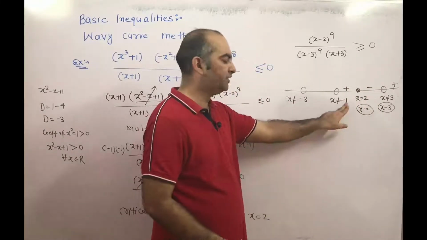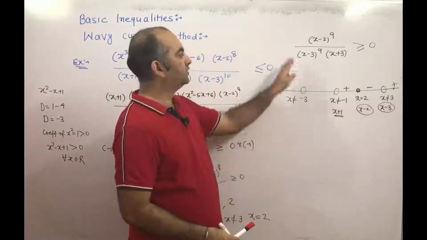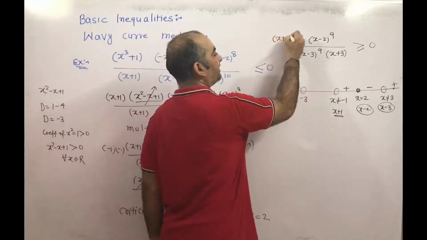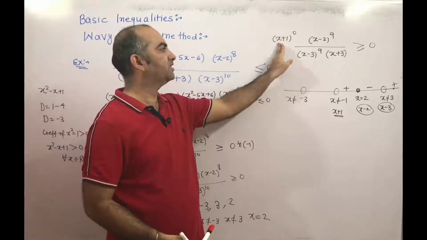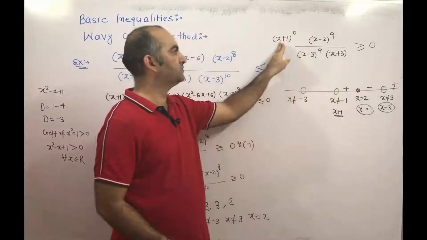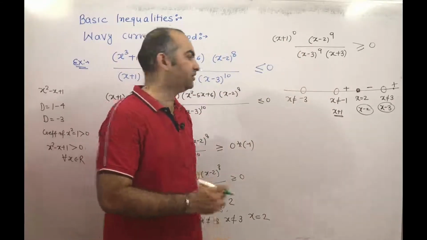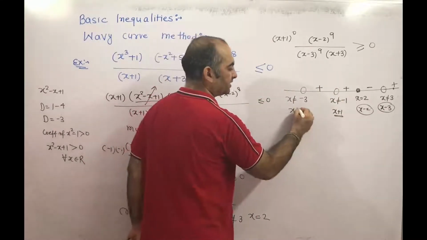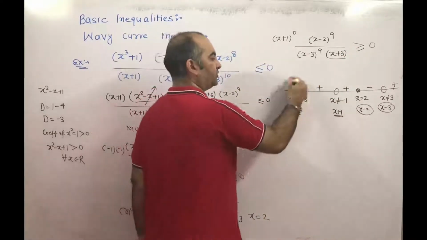Then check this one. If I take minus 1 this side, x plus 1 is not there in this equation, so we can take x plus 1 to the power 0. Zero is an even number, so the power is even, which means the sign will not change. This is positive, and this will also be positive. Then if we take minus 3 this side, x plus 3 has an odd power, so we change the sign from positive to negative.